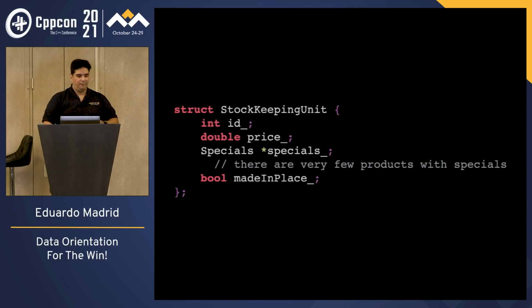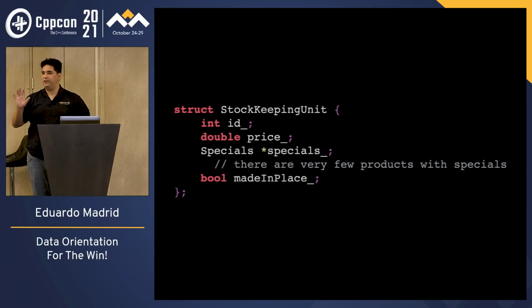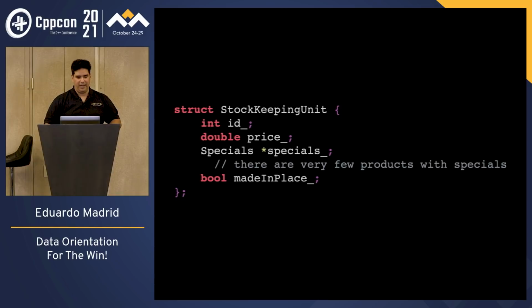I have this very simple example. Let's say you have a stock keeping unit. It is composed of the fields that you see there. And just a comment for you to keep in mind, the specials of the SKU are going to be very rare. Very few SKUs are going to have specials, okay?